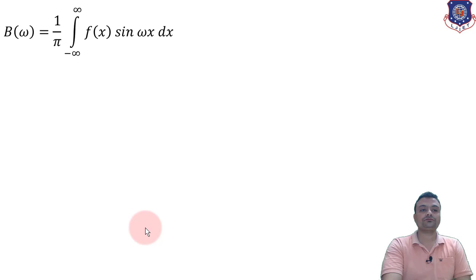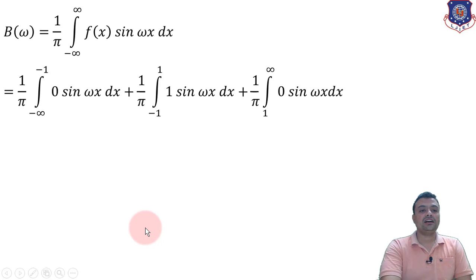And therefore, the value of a(omega) is 2 by pi sin omega by omega. Now similarly, let us consider b(omega). The value of b(omega) is 1 by pi integral from minus infinity to infinity f(x) sin omega x dx. Taking again a split of this minus infinity to infinity into three parts: minus infinity to minus 1, minus 1 to 1 and 1 to infinity.